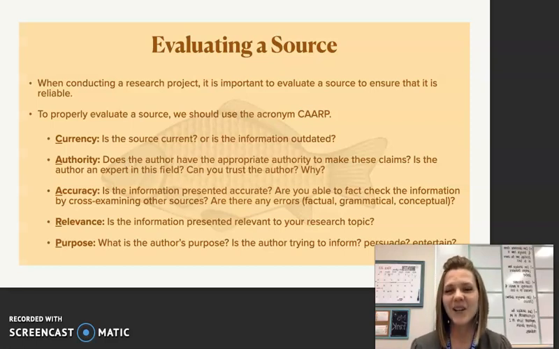And lastly, we have to look at the author's purpose. What is the author trying to get the audience to do? Depending on what the author's purpose is might interfere with how reliable a source is. So again, if we can look at what the author is trying to accomplish, we can determine whether or not we should trust a source, which again determines whether that source is reliable.